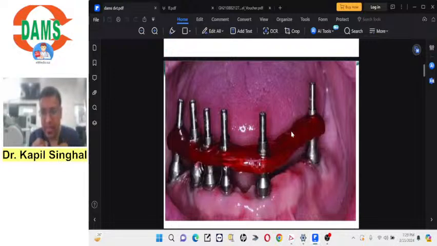So what is the advantage when they splint the impression posts and we make the impression? The impression post cannot move inside the impression. That is why this splinting is done with pattern resin. They may ask you, why pattern resin? Because there is no polymerization shrinkage in pattern resin. That's why composite or cold cure is not used.